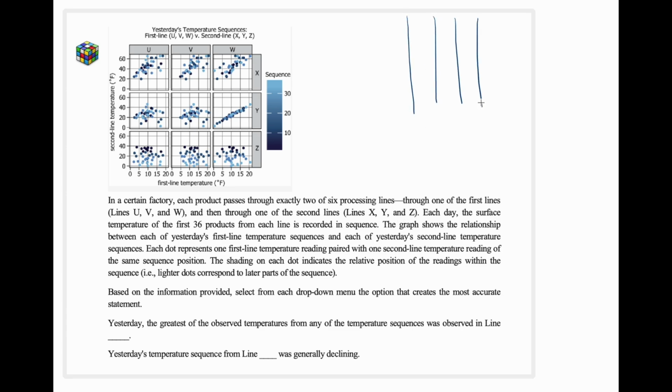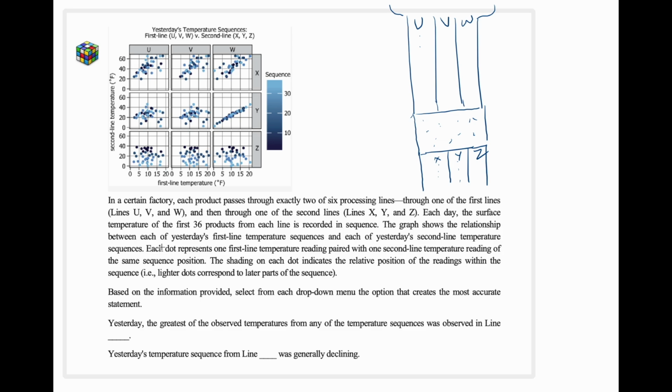Here are our U, V and W lines. So all the products are coming in together and then they enter one of these three lines, and then they all come together once again over here, and then they enter one of these second lines. These are our X, Y and Z lines. So then they are coming from here. So this is how it is going on. Here all of them come together and then again they enter one of the lines.